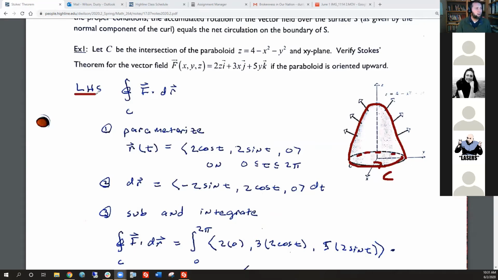And so when we work this left-hand side part to start with, we're going to be finding the circulation to go around this path. And then when we do the right-hand side across the surface, we're going to be finding the double integral of all that curl across this paraboloid. So let's do it. It's not super hard, but it's also a little bit lengthy. So just hold on.